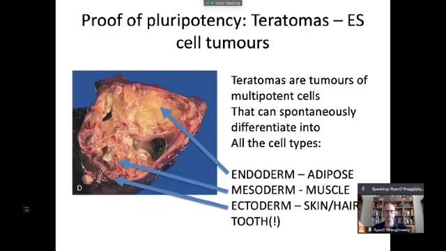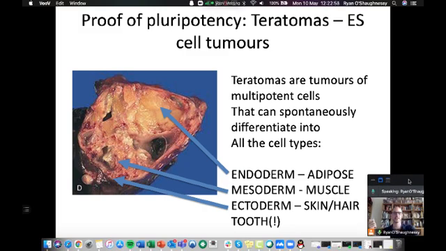And it's those embryonic stem cells that can form all cell layers. And if we implanted those colonies into a nude mouse, we would get multiple teratomas. So teratomas are tumours of multipotent cells that can spontaneously differentiate into all the cell types. So here's our teratoma. We get the endoderm, which is adipose tissue. So we've got a lump of fat here in our tumour.